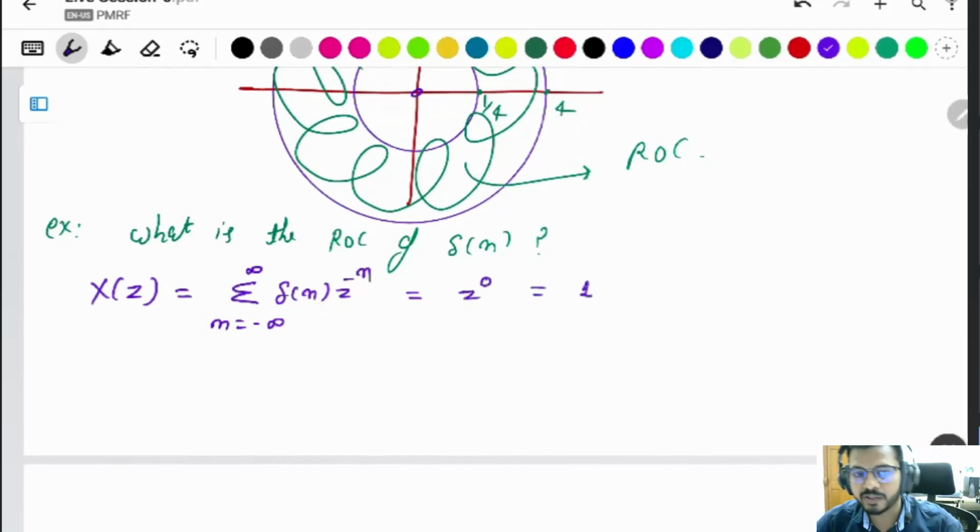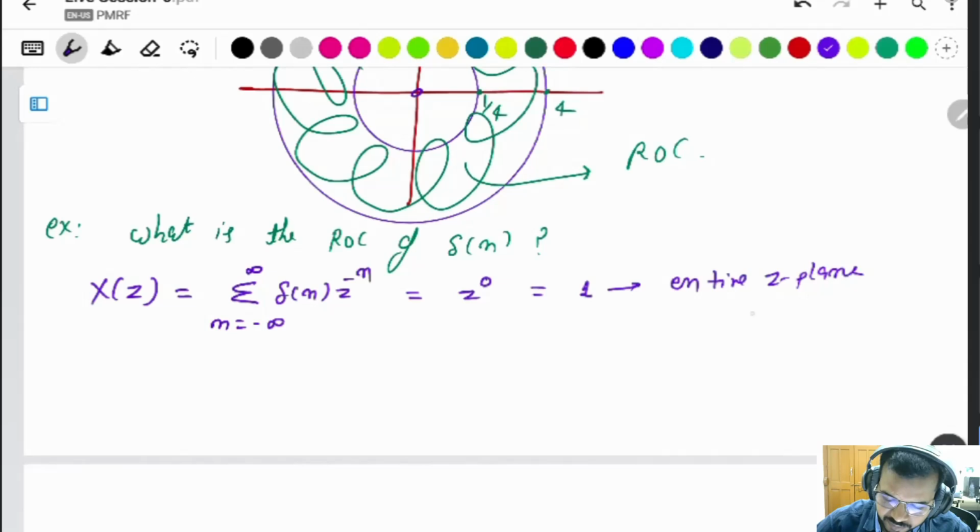There is no place where this value goes to infinity or is unbounded. That's why the entire z plane is the ROC for this signal.